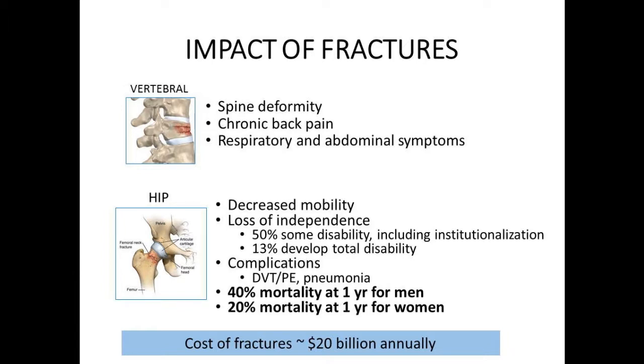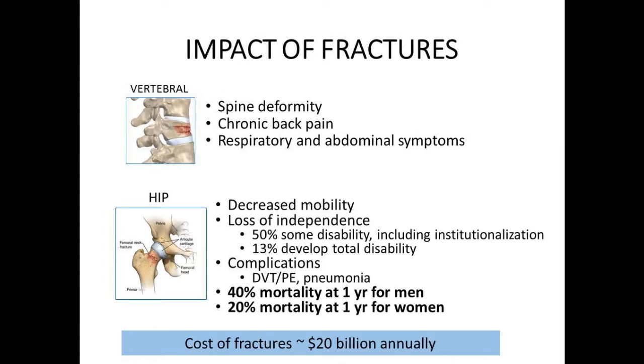People who suffer vertebral fractures, particularly multiple ones, get spine deformities, chronic back pain, and then they're on pain medications, which again causes more falls and causes cognitive issues. You can get respiratory and abdominal symptoms if you have severe deformity of the chest cavity. And then for hip fracture, the big thing is you lose your mobility. That is what is so important to our community, ambulatory, elderly folks doing well in their home.